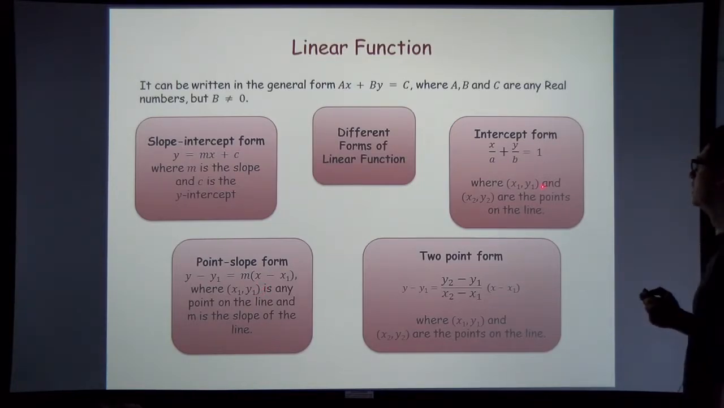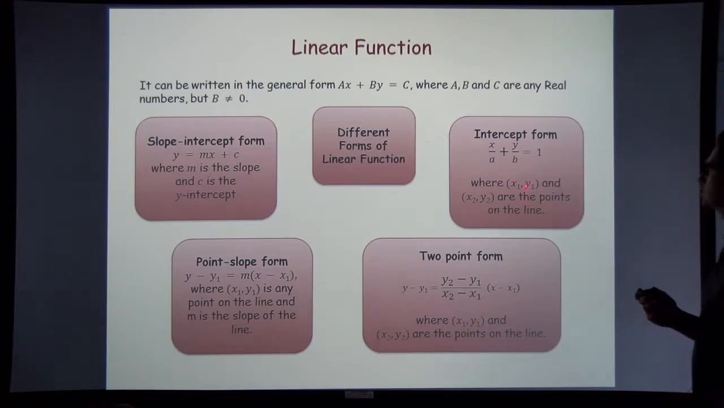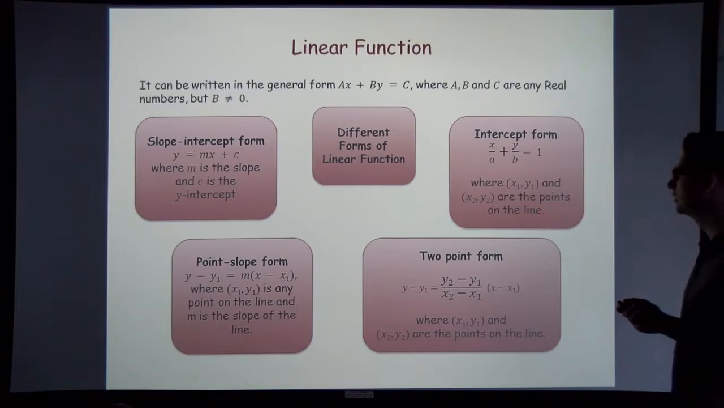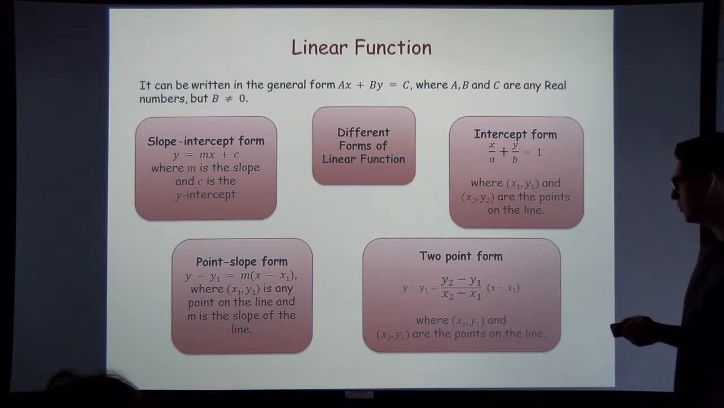Our intercept form, in the top right, is x over a plus y over b equals 1, where a and b are the x- and y-intercepts. And then we have our two-point form, y minus y1 equals y2 minus y1 over x2 minus x1 times x minus x1, where once again x1, y1 and x2, y2 are points on the line.